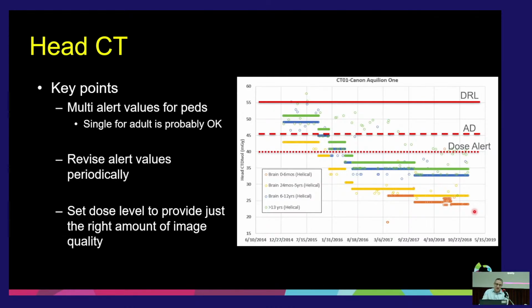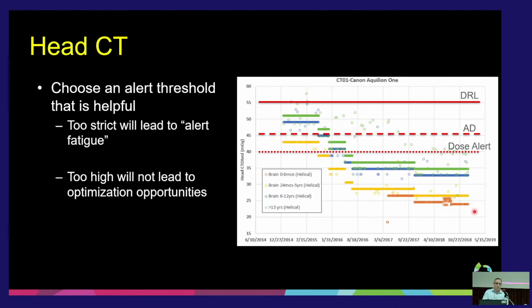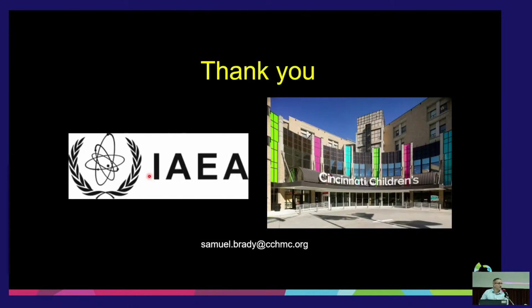So dose alerts are a really good way to prevent a bad thing from happening long term, and you have to make sure you set them at appropriate levels. Don't set them too high, because then you're never going to see anything. And if you set the alert too low, you're going to get so many alerts that at some point you're just going to start ignoring them. All right, so that's all I had.